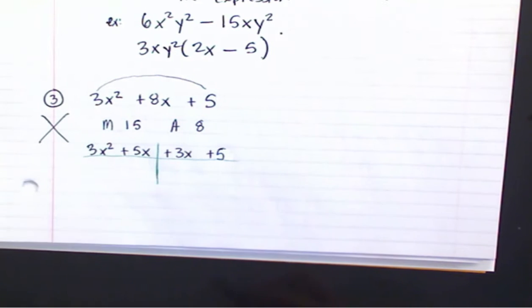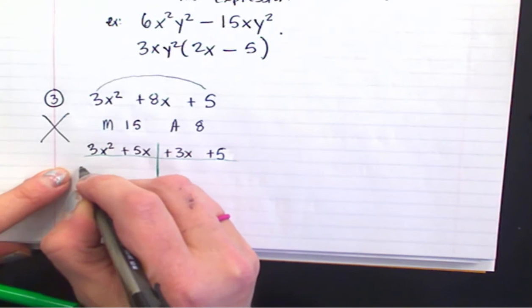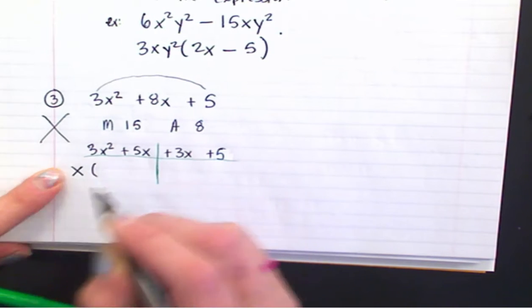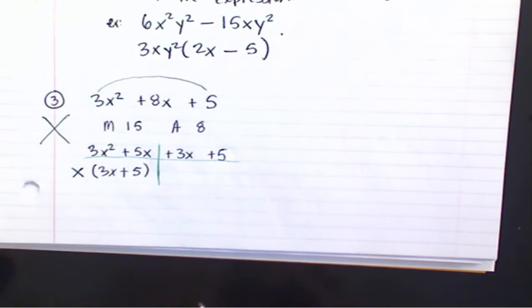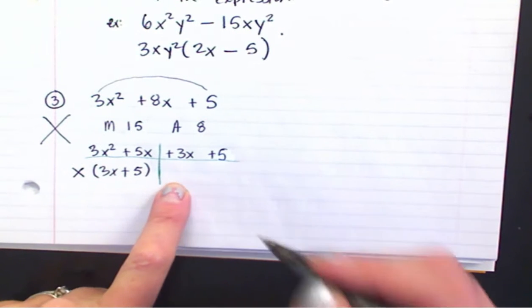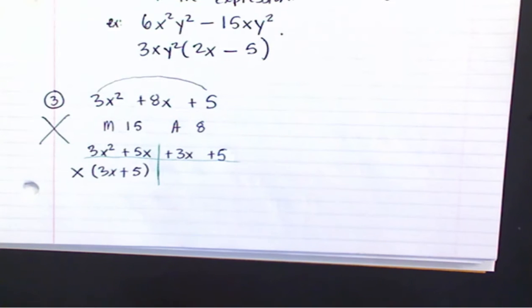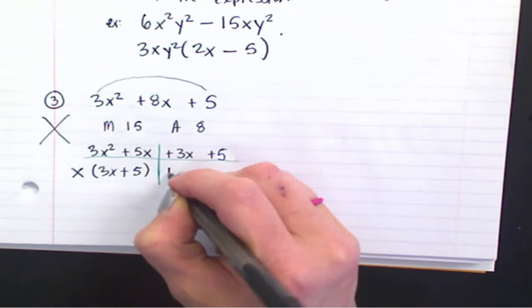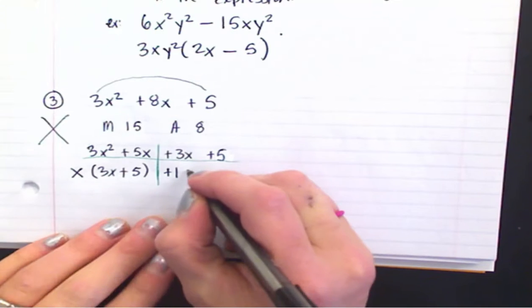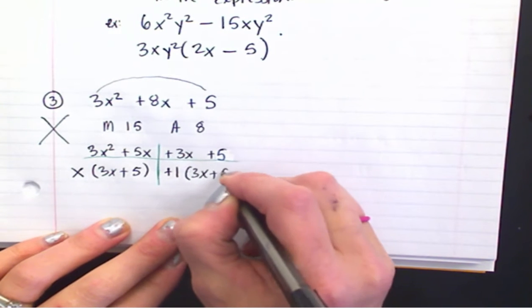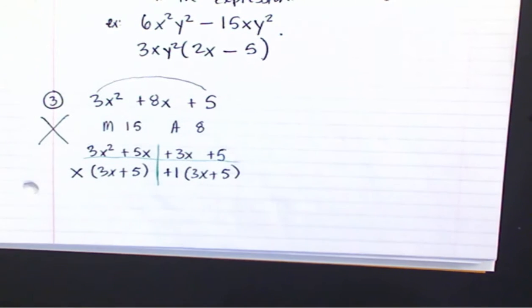What's the GCF on the first pair? X. What's left? 3x plus 5. Okay, what's the GCF on the second pair? Nothing, so we use a 1. There's nothing common between 3x and 5, and so you use a 1. Parentheses.